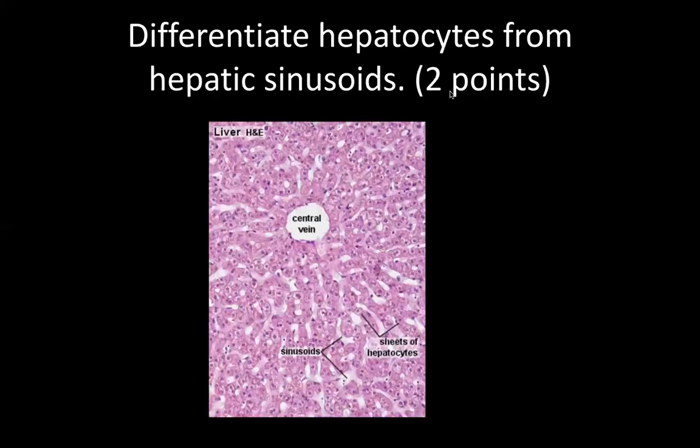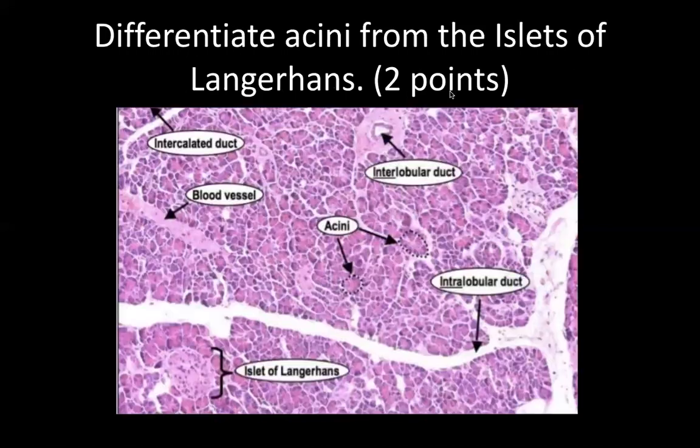Now, to differentiate hepatocytes from hepatic sinusoids: the hepatocytes are the cells that make up the liver, whereas the sinusoids are the spaces in between them that receive the bile that is produced by the hepatocytes. Differentiate acini from islets of Langerhans. The acini are the functional units of the pancreas, whereas the islets of Langerhans are often made up of a collection of acini, as well as the different blood vessels and ducts that are needed to collect the products of the acini.